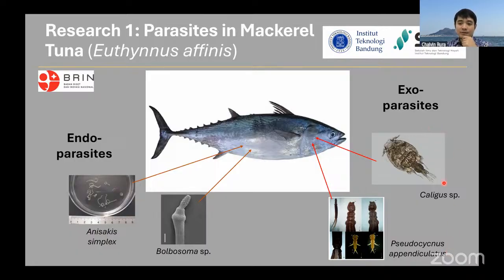So, for example, the exoparasites are usually Caligus and Pseudocycnus, and it makes sense because both of these are, how do you say, arthropods. Arthropods are just too big to go inside the body, so they usually just cling to the gills. While endoparasites tend to be worms, nematodes. So here we have Bulbosoma and Anisakis simplex. I think Anisakis simplex is the most common parasite because almost every fish has Anisakis simplex.